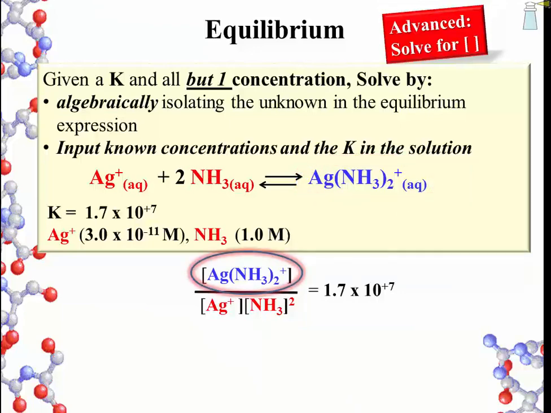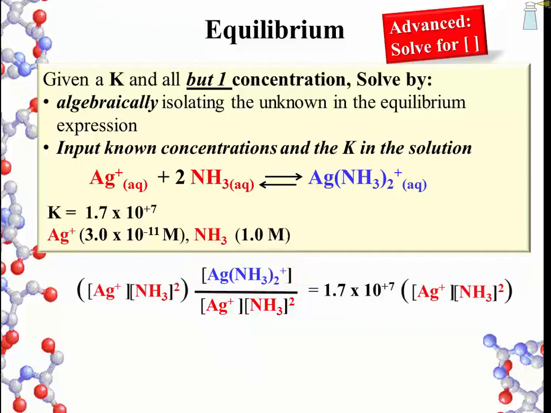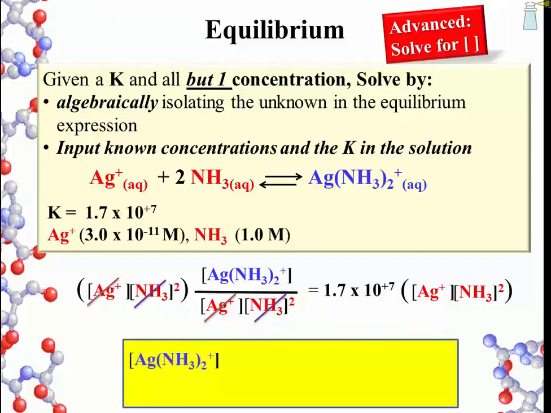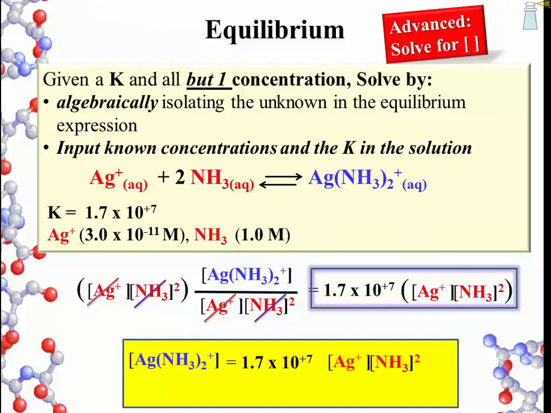How do we isolate the diamine silver? Well, it is in a fraction, so why not multiply both sides of the equation by the denominator of the fraction? This way, on the left-hand side of the equation, the concentration of silver ion cancels out, as does the concentration of the ammonia squared. The concentration of diamine silver is equal to this expression. K, the concentration of silver ion, and the concentration of ammonia squared.